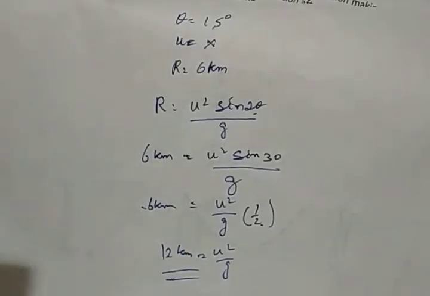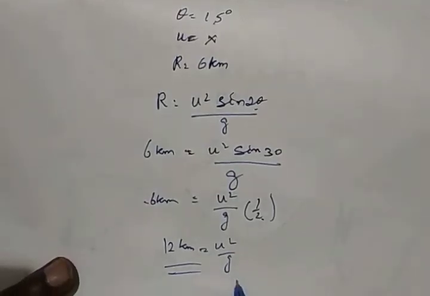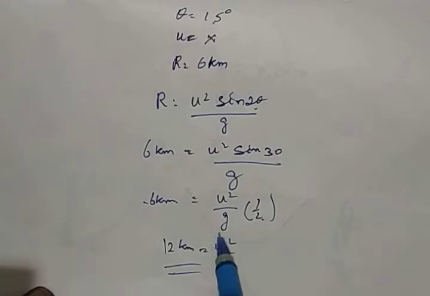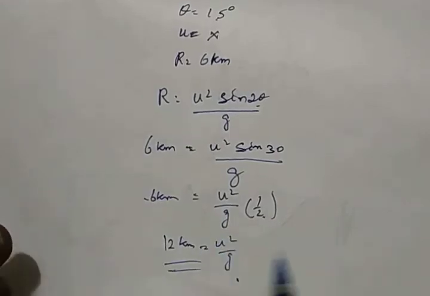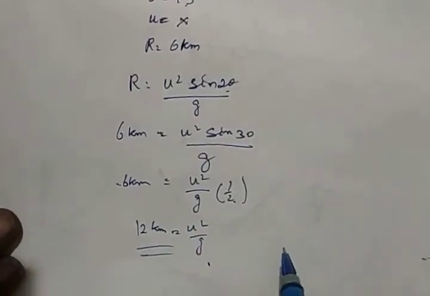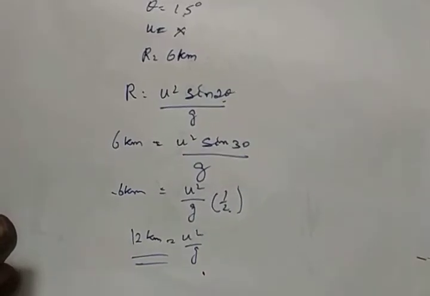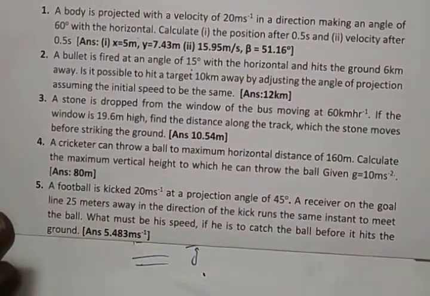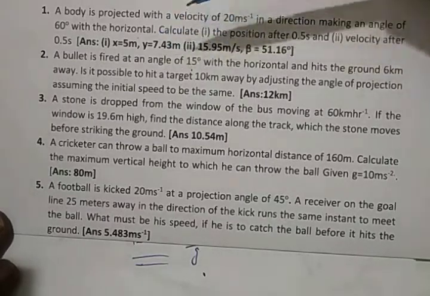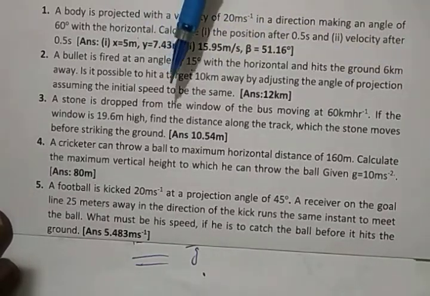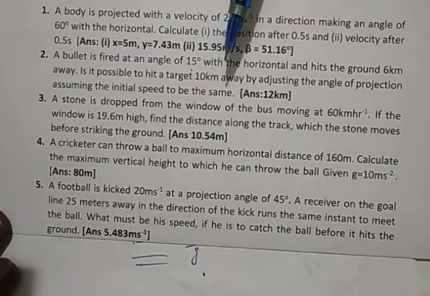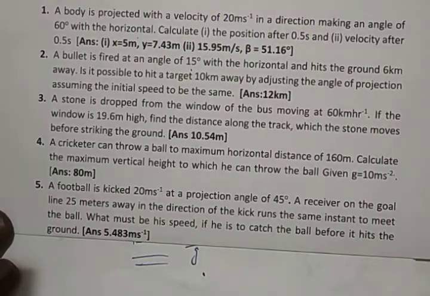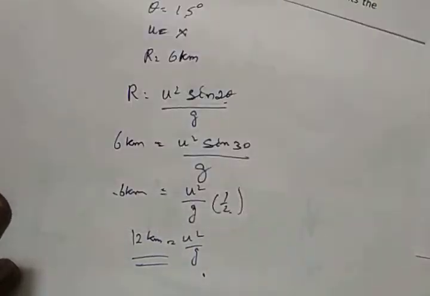If you got 12 kilometers here, this is the 12 kilometers. It is given here as u square upon g. This is the maximum formula which you got. Now what is the question? Can you adjust, is it possible to hit a target 10 kilometers away by adjusting an angle? Is it possible? Now you're going till 12 kilometers here, of u square upon g.